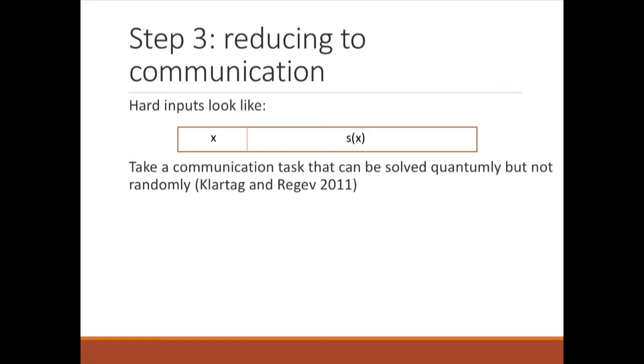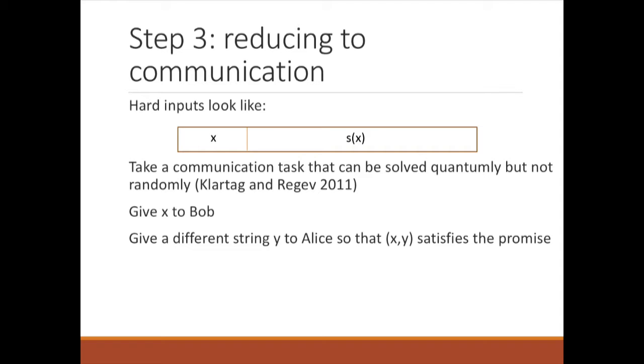Basically, we take a communication task where you have a quantum speedup. So a communication task has an X and a Y, right? The X will be identified with this X. We'll give that to one of the players in the communication game, to Bob. And then we'll consider giving strings Y to Alice that satisfy the promise of the communication problem.